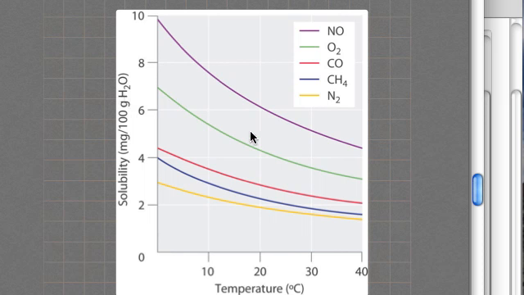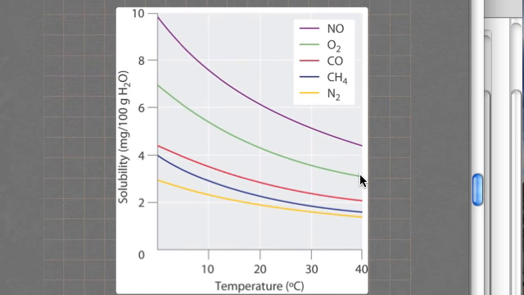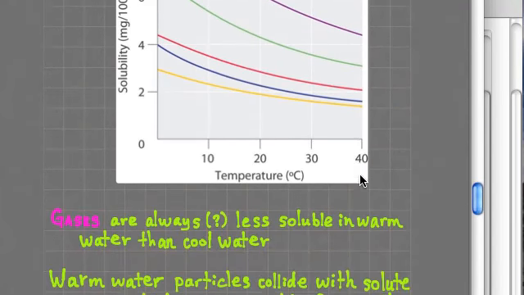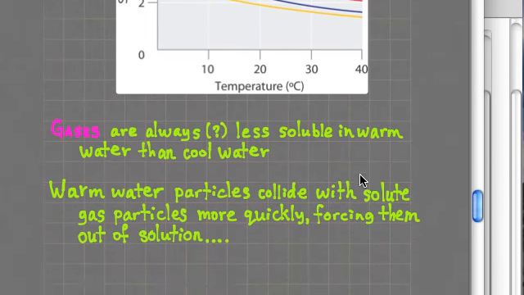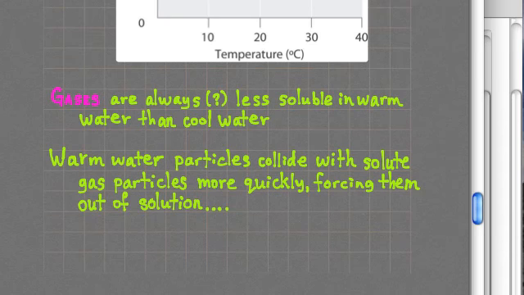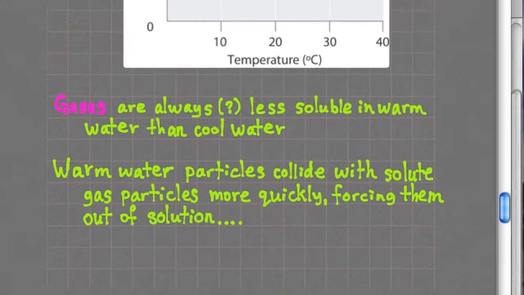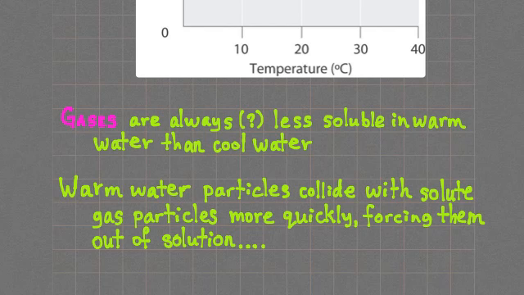Why would the solubility of gases decrease as the water gets warmer? We've got to think about this on a teeny tiny scale. What we think is happening in terms of a molecular or subatomic model is the water particles are moving so fast they collide with the gas particles that are somehow surrounded or solvated by the water. And if the water pushes into them, bounces off them so quickly, it kind of pushes them out of solution.